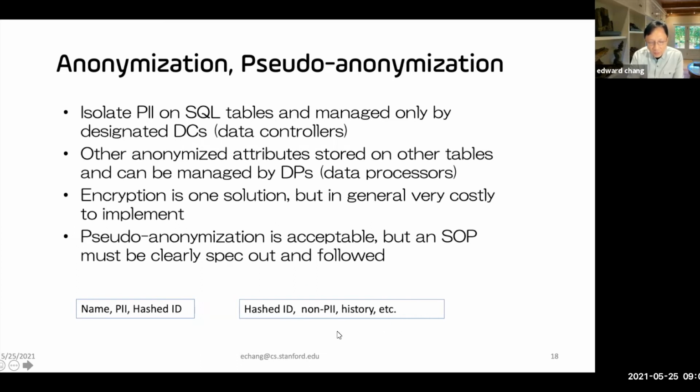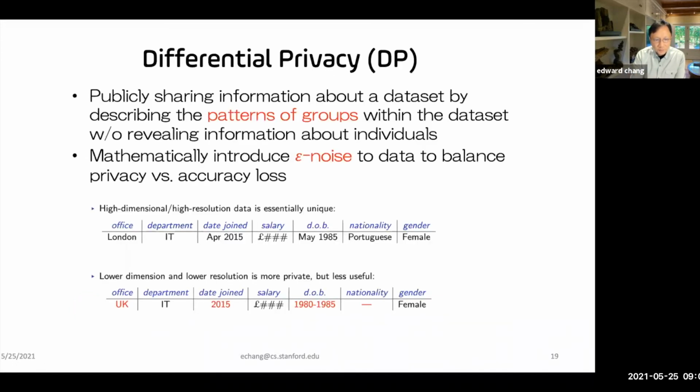So this second table can be accessed by a data processor. If they look at the table, they look at the hash ID, they look at all this non-PII information, they are fine. They are not able to identify who is doing what, right? Only the data controller, he or she, can join the two tables to know, oh, this person with this hash ID is Edward. So Edward has accessed Facebook and Google in the last few days. So this is a very primitive way to try to be compliant, but for sure, it's not fully in compliance.